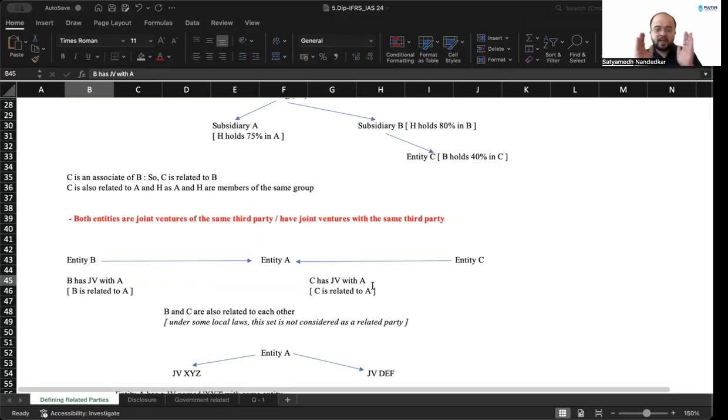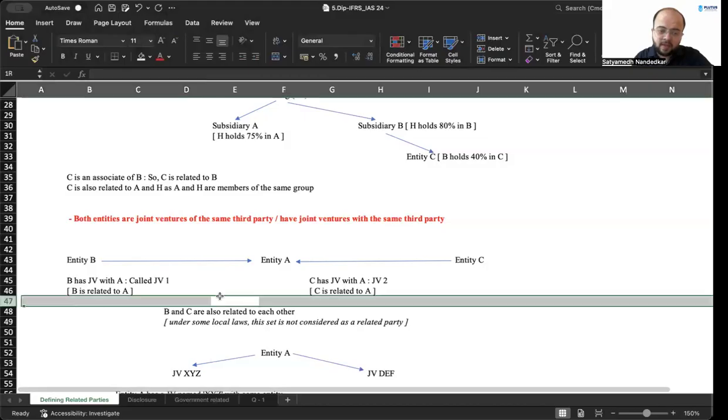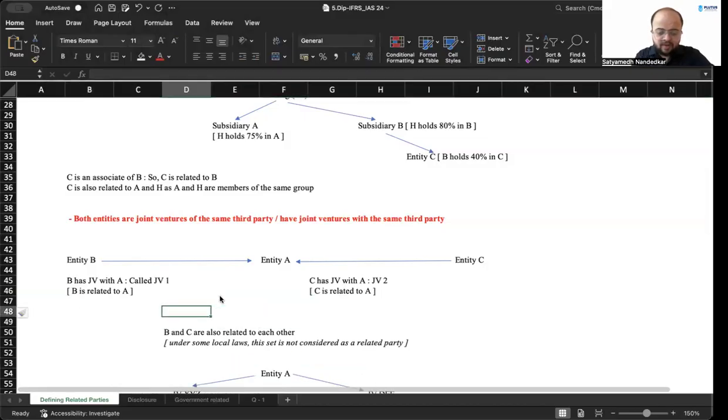Okay. Both entities are joint ventures of the same third party. There is company B with which company A has a joint venture. Let's call it JV1. B has a JV with A called joint venture 1 and C has a JV with A called joint venture 2. So both entities are joint ventures of the same third party. So JV1 and JV2 are related. Okay, this is what it means.